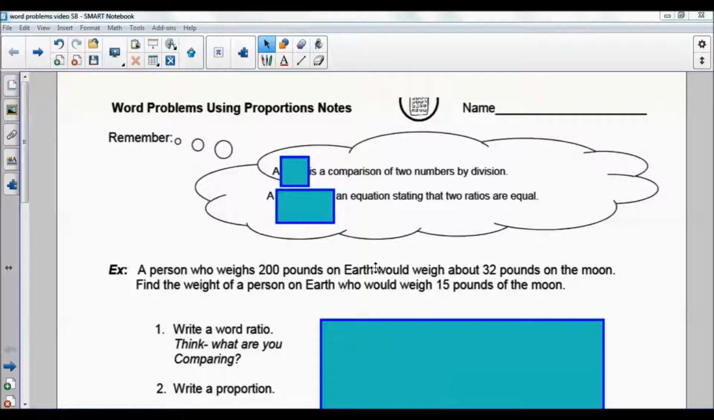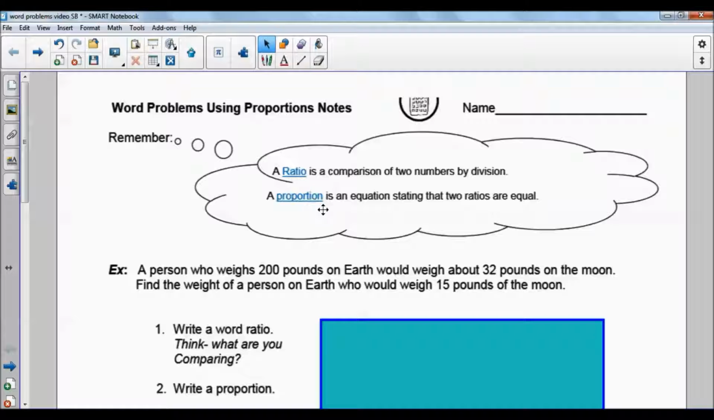So the first thing we want to do is just remember some vocabulary. So the first thing is a ratio. A ratio is a comparison of two numbers by division. It's basically just one fraction, right? You have a numerator, denominator with like the division in the middle. A proportion is an equation stating that two ratios are equal. So it's one fraction equal to another fraction. And to solve these word problems, we're going to be using proportions. So we're going to have two fractions.